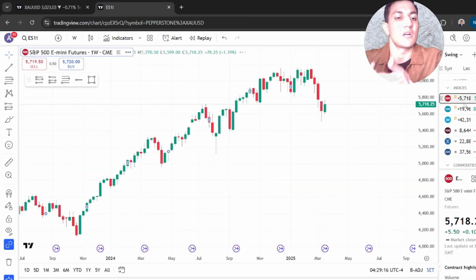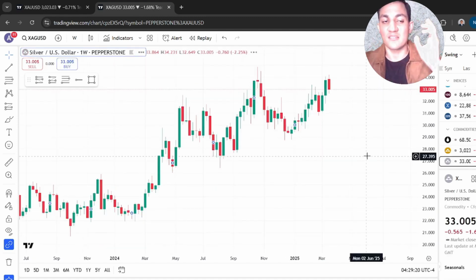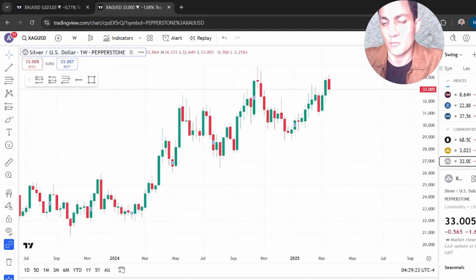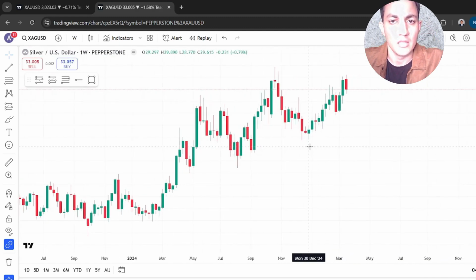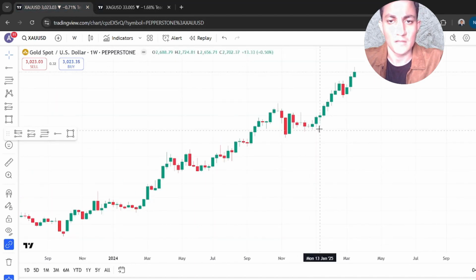You can't use it on that because they're not related in any way, shape or form. But for gold, its sister pair is silver, and I want to show you why silver is not the best trade. So it's still bullish overall, but let's just talk about it. So this is the weekly chart for silver. This is the weekly chart for gold.